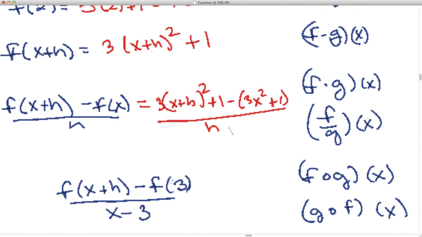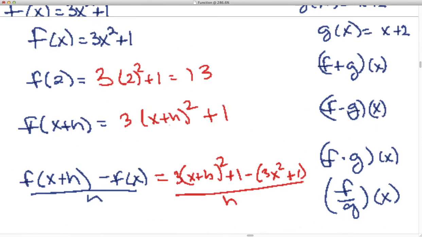Then you can evaluate all that by foiling this out, distributing the 3, distributing the negative sign, combining your like terms. The only difference between this one is you would plug in your f of 3 and divide by x minus 3, not h, so it would look just like what we had up there. That's a squared. Plus 1 minus the f of 3 would be plugging in a 3 there, so it's 9 times 3 is 27, plus 1 is 28 over x minus 3, and then you would simplify that.